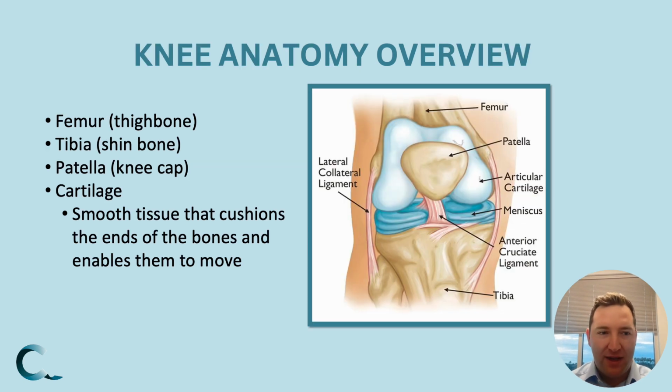We'll start with the knee. In general, the knee is made up of 3 bones. You have the femur, which is the thigh bone, you have the tibia, which is the shin bone, and then you have the patella, which is the kneecap. A normal knee has a nice thick layer of cartilage in it that provides cushioning between the 2 bones and allows for painless motion between the joints.